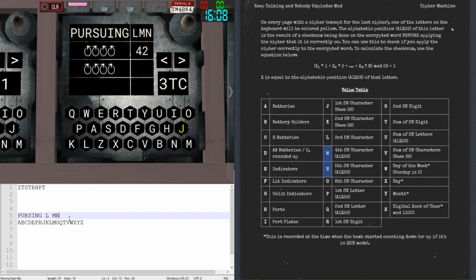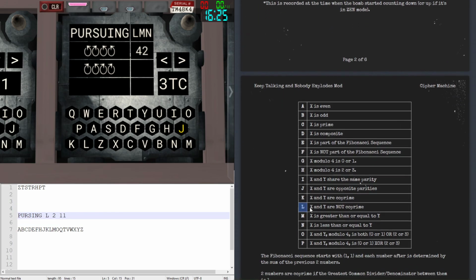For M and N, X will be the 4th serial number character, which is Bravo, so that's going to be 2. And the 5th serial number character, A1Z26, is Kilo, which is 11. So we have 2 and 11 as our two values. And L is: X and Y are not coprime.